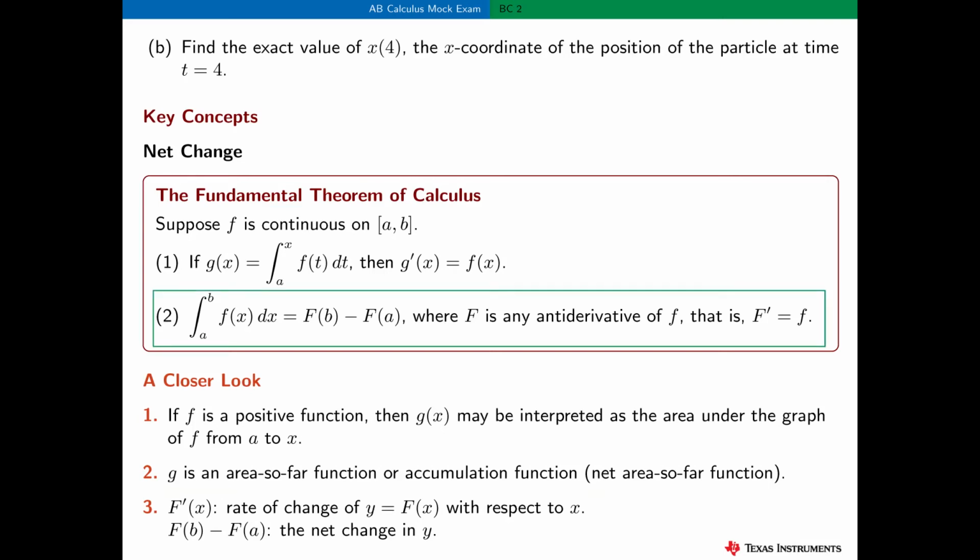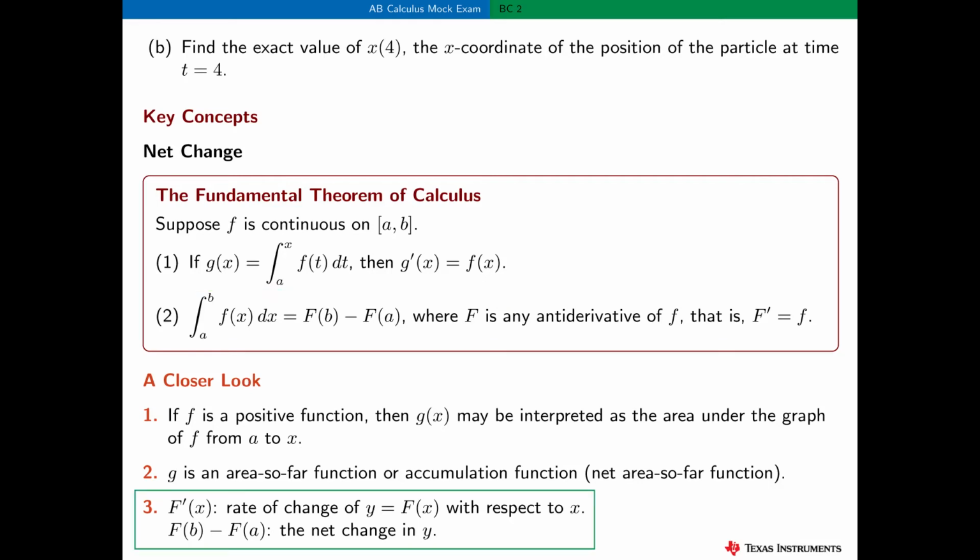The fundamental theorem of calculus also provides a simple method, well, simpler than evaluating a complex Riemann sum, for evaluating a definite integral. If capital F is any antiderivative of little f, then we can find the definite integral from a to b of little f of x dx by evaluating capital F of b and capital F of a and subtracting.